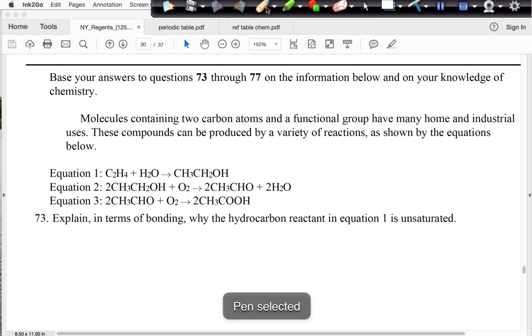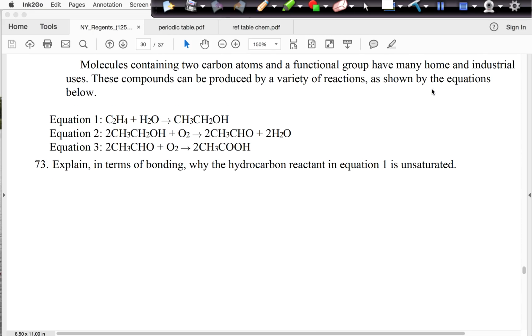Notice that the next set of questions is going to be covered for 73 to 77. So again, make sure that you reread this information for 73, 74, 75, 76, and 77. It's a lot of questions based on the same information. So molecules containing 2 carbon atoms in a functional group have many home and industrial uses. These compounds can be produced by a variety of reactions as shown by the equation below. When they say functional group, you should think maybe I have to look at table R at some point.